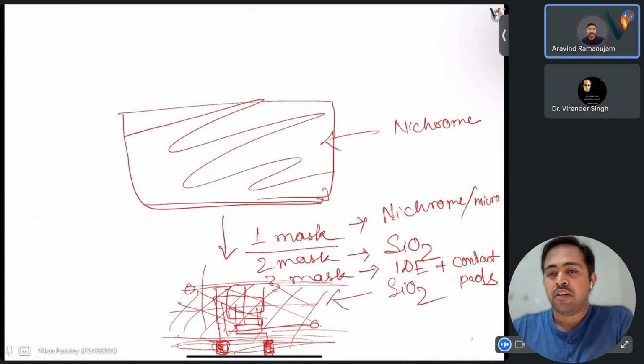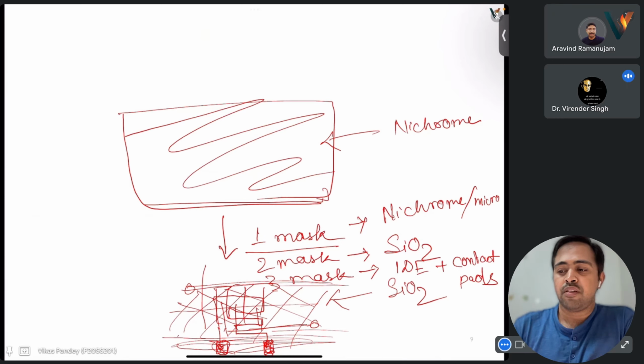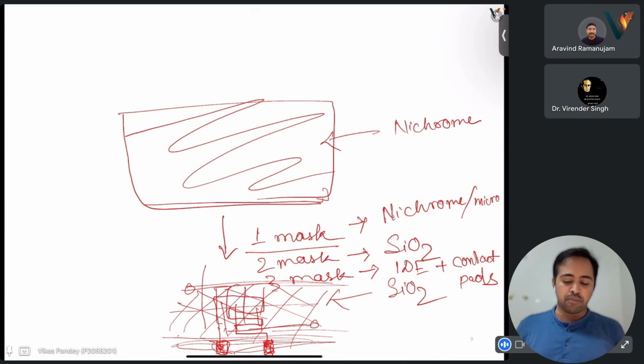Three mask process. Yeah. Actually, Dr. Virendra, your voice is not clear. Okay, sir. Okay, now it is clear. Earlier it was not coming clear. That is why we were not able to.